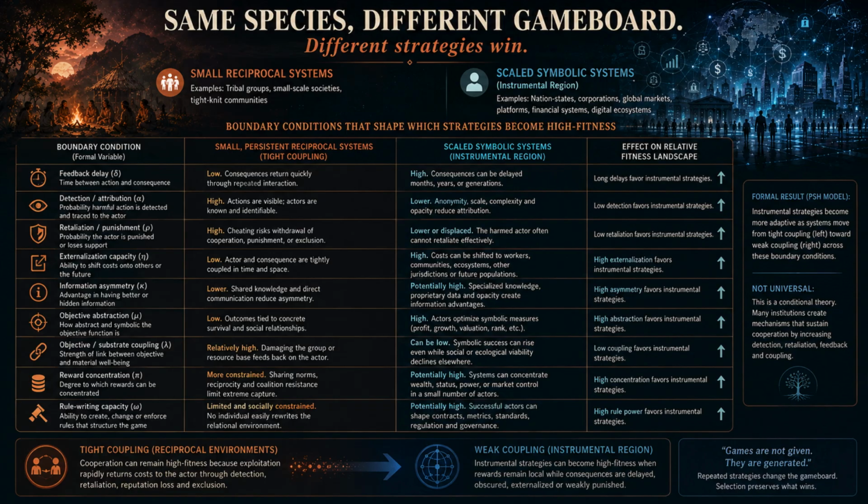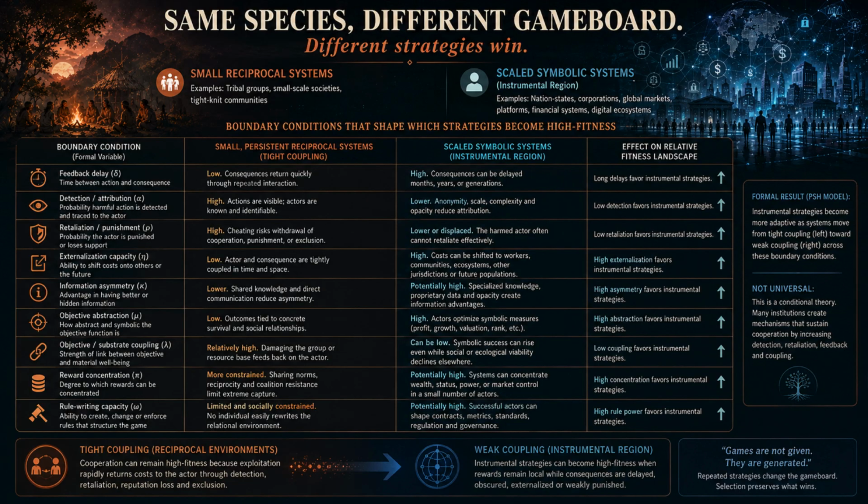If I interact with you today, the expectation of interacting with you tomorrow is quite high, right? Obviously, that changes when we get into scaled symbolic systems, where we look at the fact that reputation and reciprocity weaken. I can be anonymous. We're talking about the interaction of millions of people, and so instrumental strategies in this case can be quite cheap to deploy, and they may outcompete reciprocal strategies. So the boundary conditions are very important to the theory here.